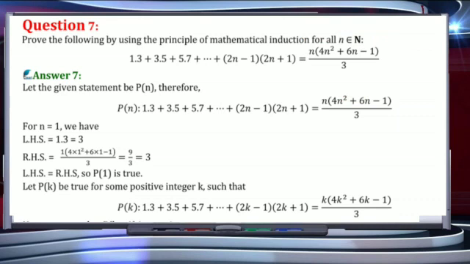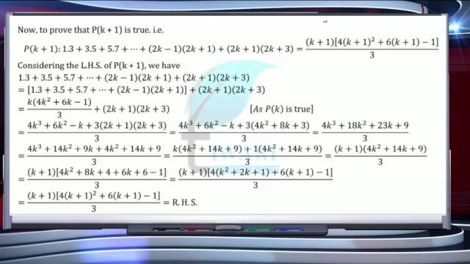Next we will assume that for some positive integer k, P(k) is true. That is, our formula P(n) holds for P(k) also, so we rewrite the whole formula by interchanging n to k. We need to prove that the given P(n) is true for n equal to k + 1, that is, for the next term.